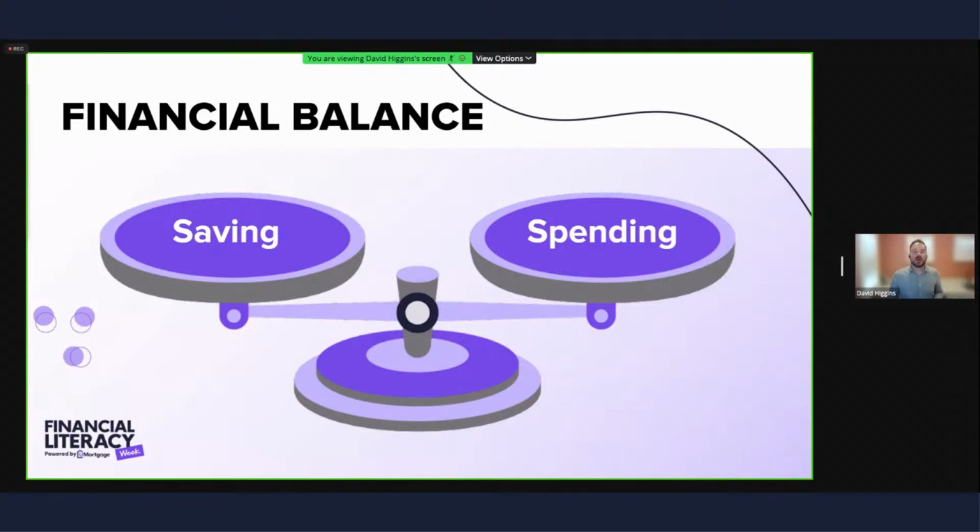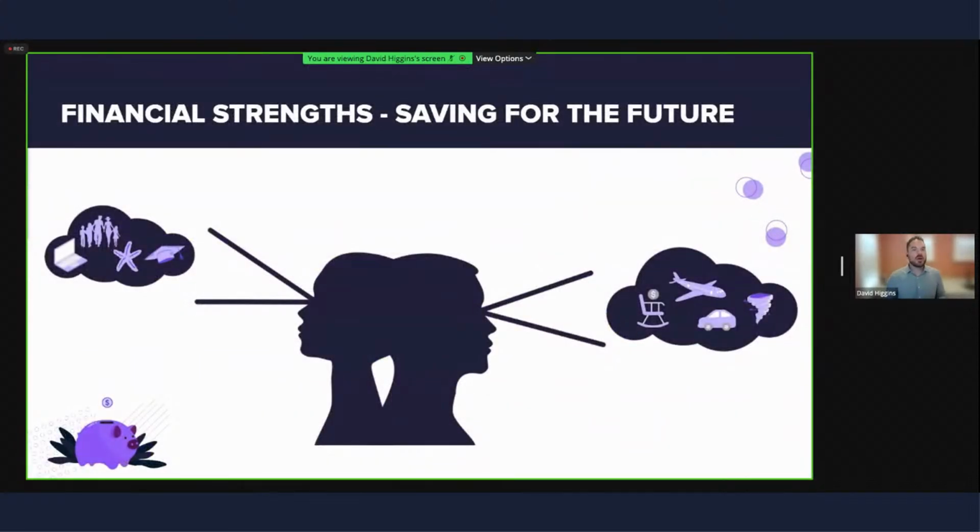So we're going to explore a couple of different strengths and weaknesses for some aspects of financial health, specifically on that saving and spending part. So let's talk about financial strengths. In terms of a strength, preparing for the future, right? What does this mean? Well, saving money is all about looking ahead.